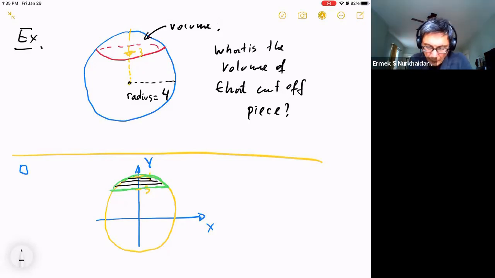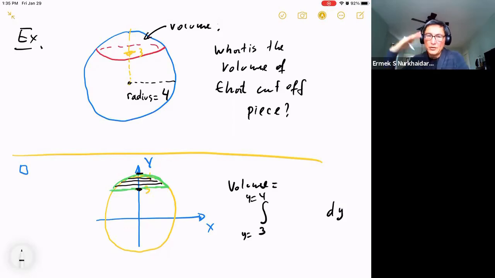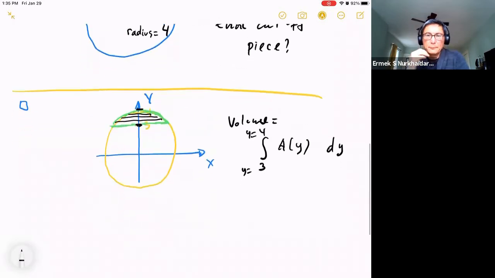So volume is going to be equal to the integral. We know we start cuts at 3. We finish cuts at 4. y equals 3 to y equals 4. We know it's dy because we cut along the y-axis. The only thing left to figure out is the area of cross section.